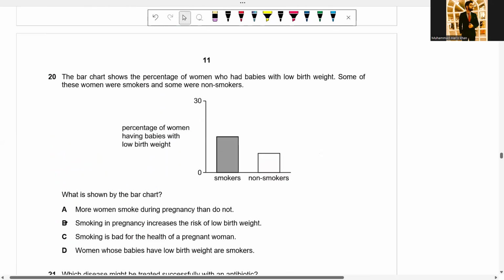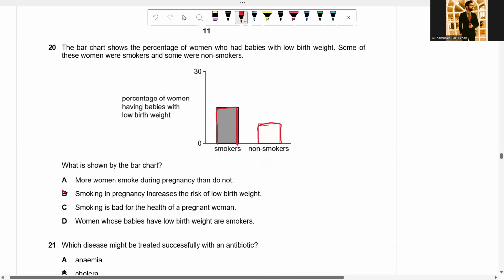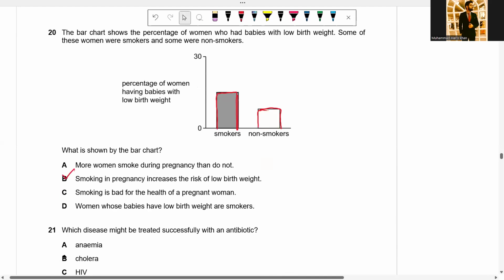Question number 20. The bar chart shows the percentage of women who had babies with low birth weight. Some of these women were smokers and some were non-smokers. Look at the percentage of women having babies with low birth weight. The smokers have a high percentage of having babies with low birth weight, while non-smokers have less. So smoking in pregnancy increases the risk of low birth weight.